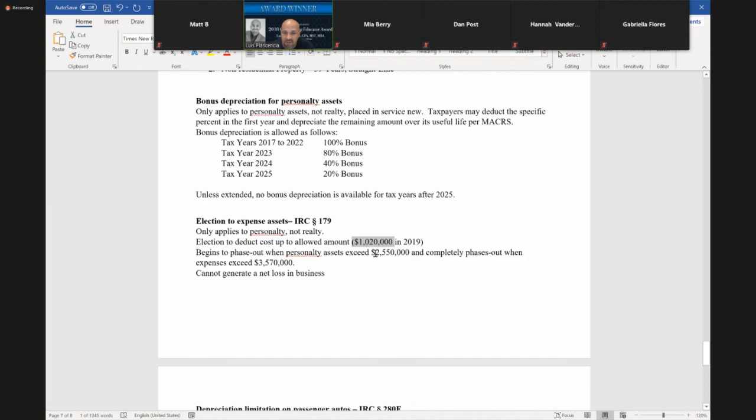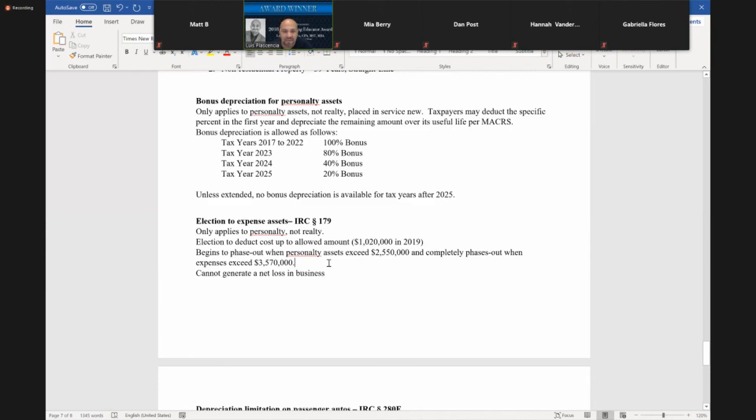The threshold over here is 2.5 million. Once it exceeds that threshold, this $1 million gets decreased dollar for dollar. So look at these thresholds. They're actually pretty high, so that's limiting only midsize and small businesses. It's trying to take out the big businesses, which is sort of the whole point.